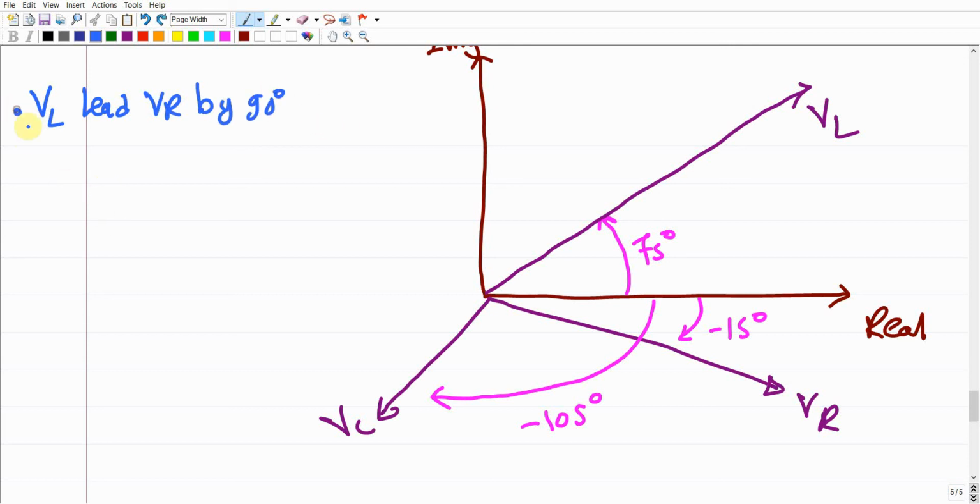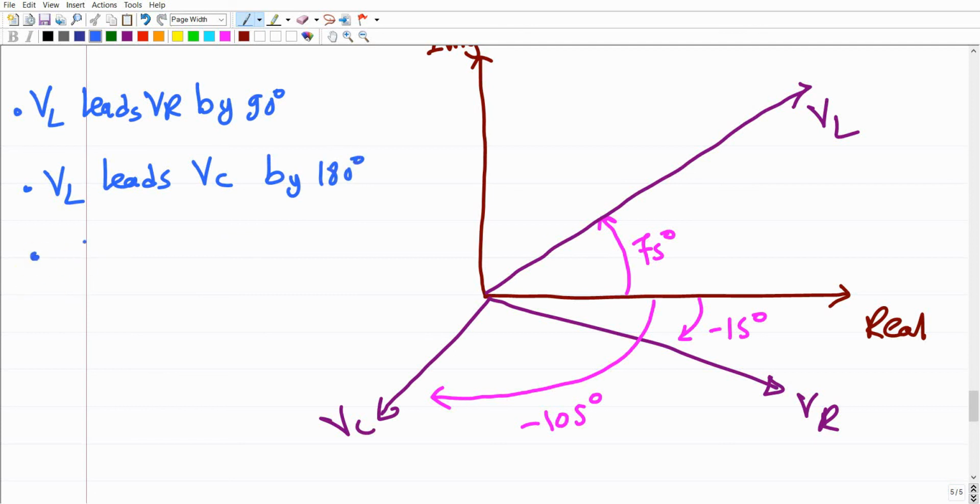Also, we can say that VL leads VC by how much? How much is this whole entire angle? It's going to be 75 plus 105, which gives us 180 degrees. It means that VL should be leading VC by 180 degrees. It means that these two lines should be considered as a single line if we're drawing to scale or accurately, right?